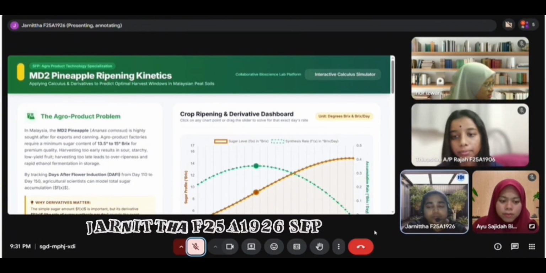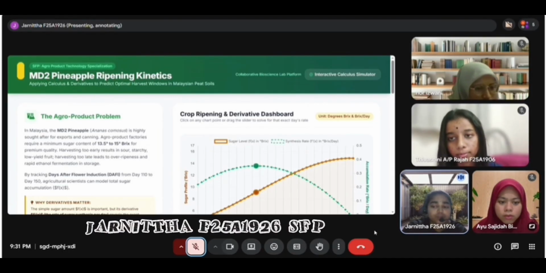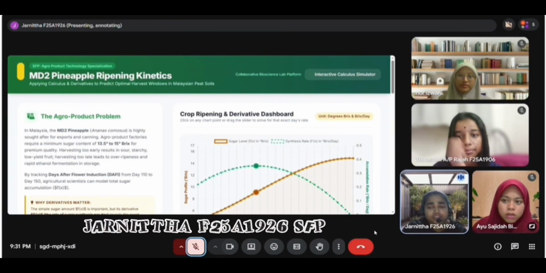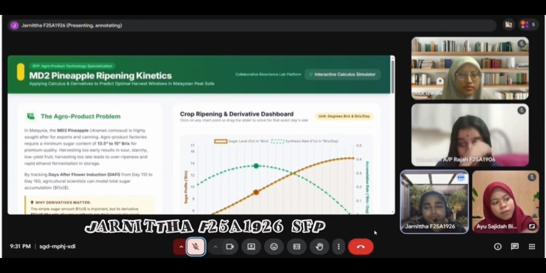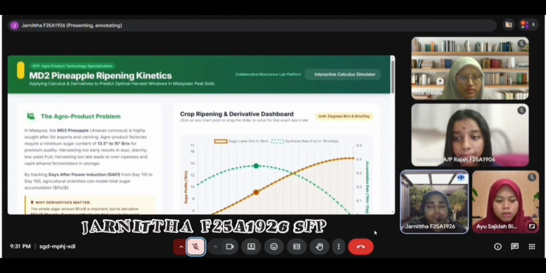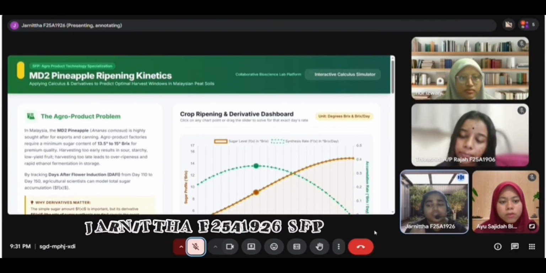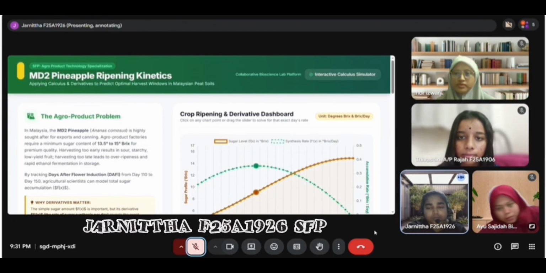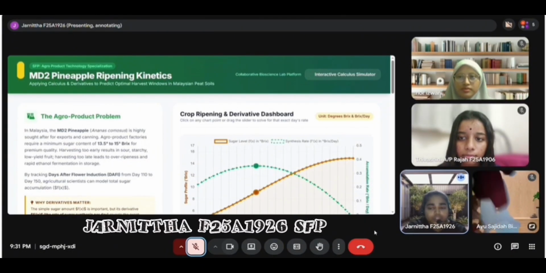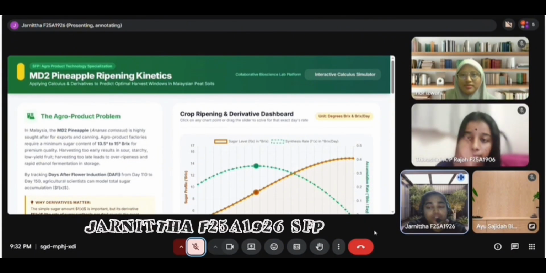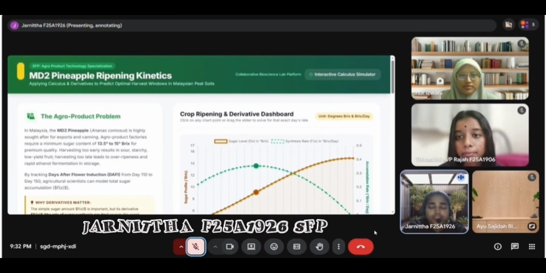The main objective of this project is to demonstrate how calculus and derivatives can be applied in real agriculture and food technology situations. This project focuses on the ripening process of MD2 pineapple. In Malaysia, MD2 pineapple is highly demanded for export and food processing industries because of its sweetness and premium quality. However, one major issue faced by farmers and factories is determining the best harvesting time.